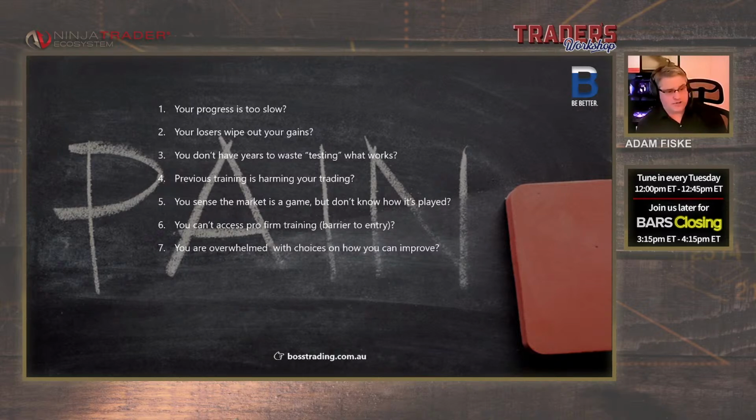So your progress is too slow. Your losers are wiping out your gains. You don't have years to waste testing what works. Previous training is potentially harming your trading. You sense the market is a game, but you don't know how it's played. You can't access pro firm trading because of the barrier to entry, like it's very difficult to get into a prop firm. Or perhaps you're just overwhelmed with choices on how you can improve.